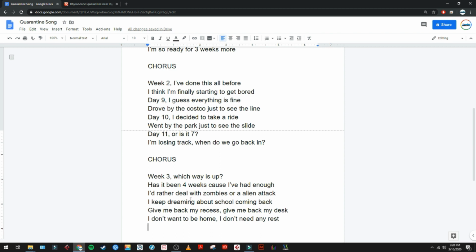Week 3, which way is up? Has it been 4 weeks? I've had enough. I'd rather deal with zombies. Week 3. Which way is up? Has it been 4 weeks? I've had enough. I'd rather deal with zombies or an alien attack. I keep dreaming about school coming back. Give me back my recess. Give me back my desk. I don't wanna be home. I don't need any rest.